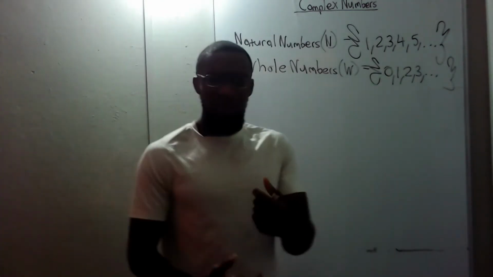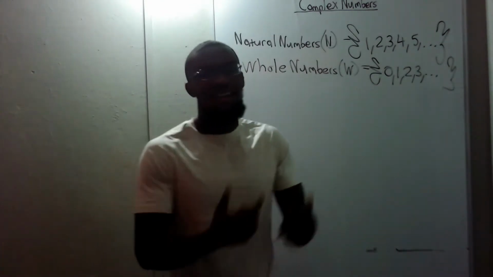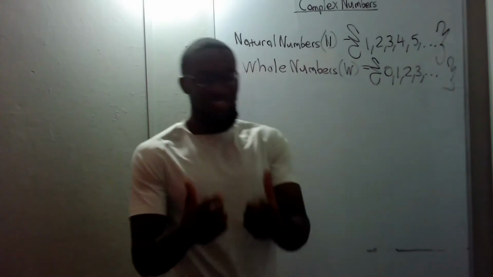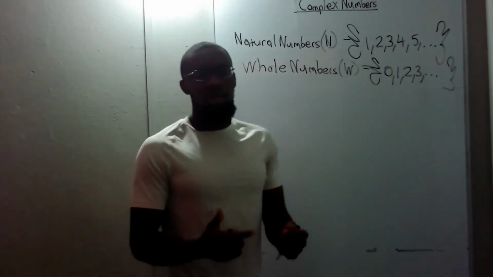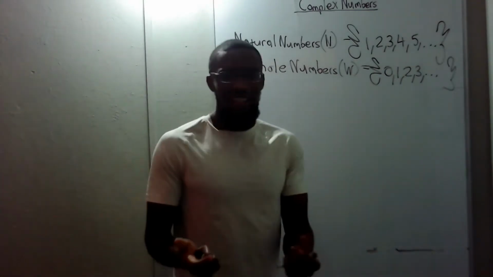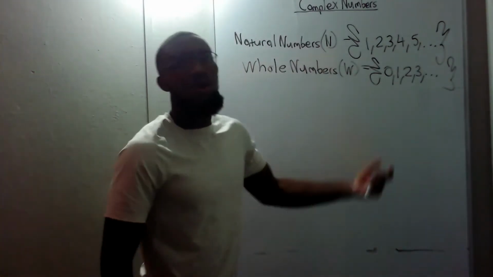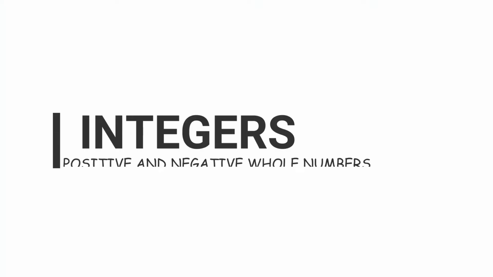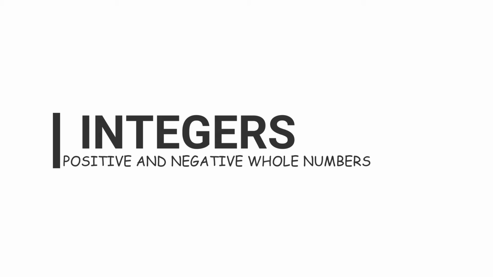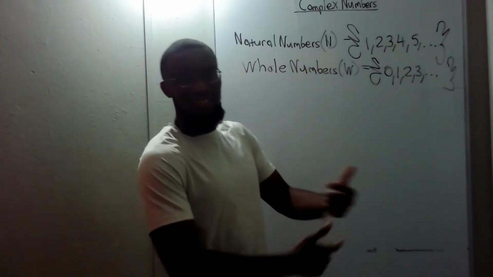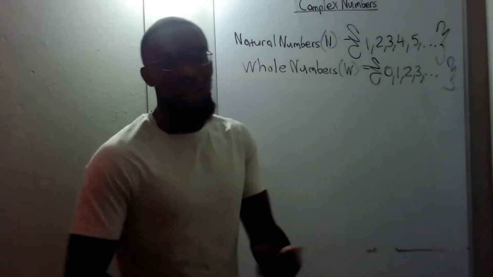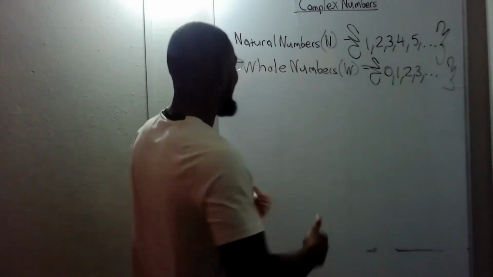After we learned whole numbers, the next thing we would have learned are integers. Now, what are integers? Integers are just positive and negative whole numbers. This is when we start to learn about negative 5, negative 6, negative 7, stuff like those. Those are integers.